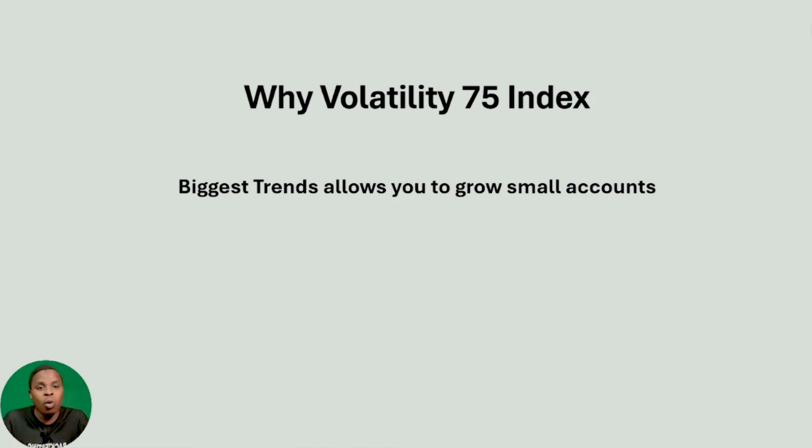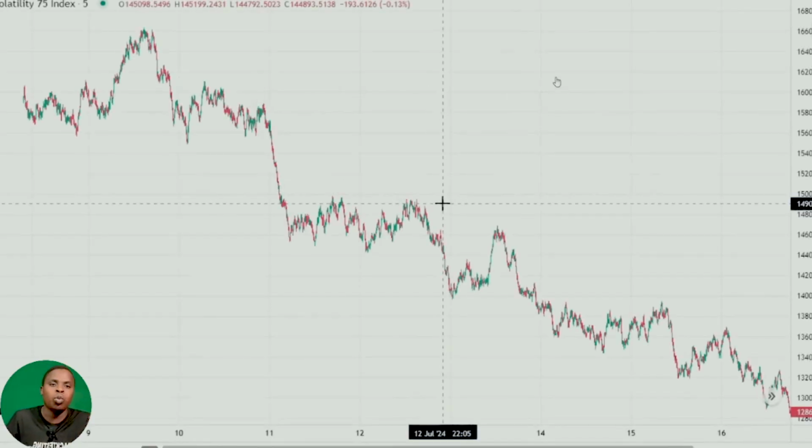The first reason why I like volatility 75 index is that it gives you the biggest trends that allow you to grow a small account. As I said earlier, there is no better instrument for you to trade small accounts on than volatility 75 index. Why? It's because of the trend, which means if you catch one good trade, you might grow your account from like $10 to like $50. Let me show you what I'm talking about.